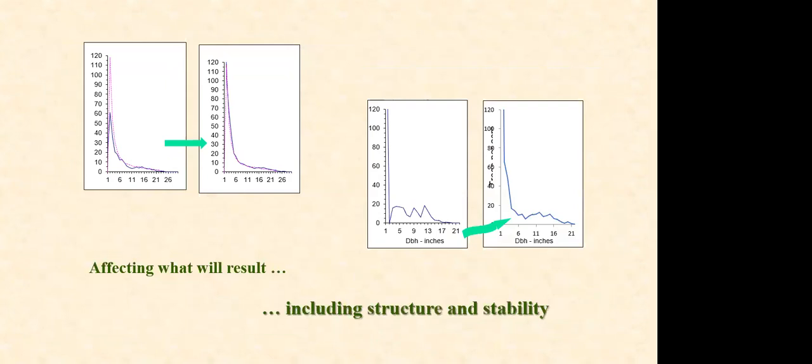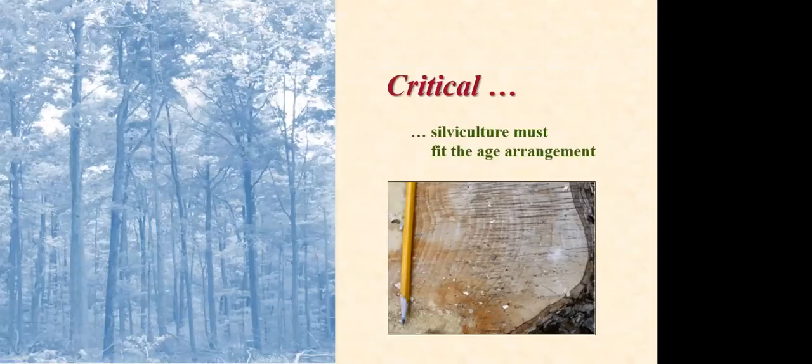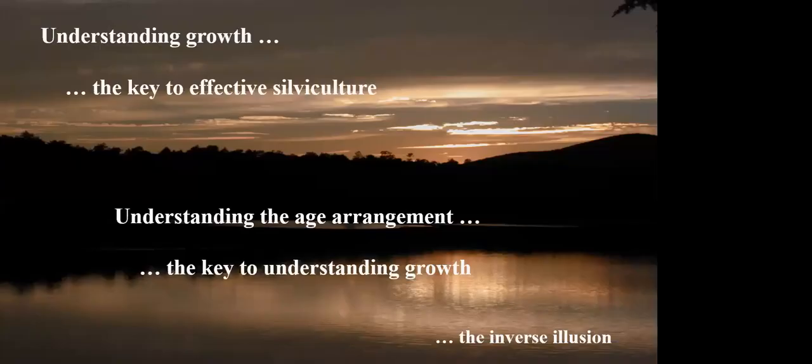So the decisions you make about the age arrangement and the kind of silviculture you apply do make a difference, including structural stability and including productive capacity. Critical, silviculture must fit the age arrangement in the stand. If you understand the growth, that's the key to effective silviculture. But to understand the age arrangement means to understand the growth potential. Focus on the age arrangement, get it right, you should do well. Peter, that's all I have.